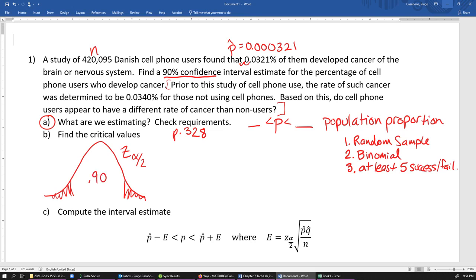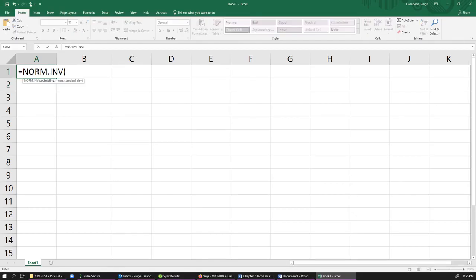Because this is a 90% confidence interval, I'm going to have 0.9 as the area in the center. The alpha value here would be 0.1 or 10%, and the area in each tail would be half of that, or 0.05. So I'm going to take that information over to Excel and use that to find my critical values.